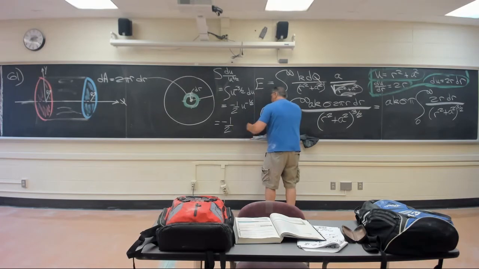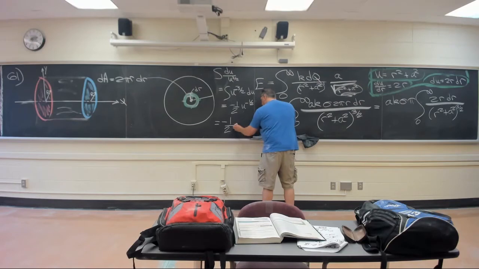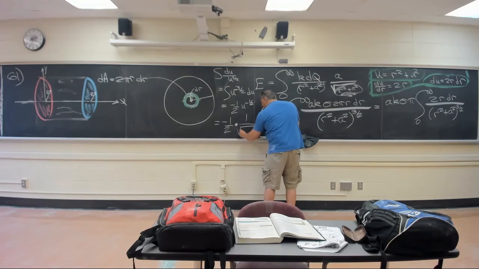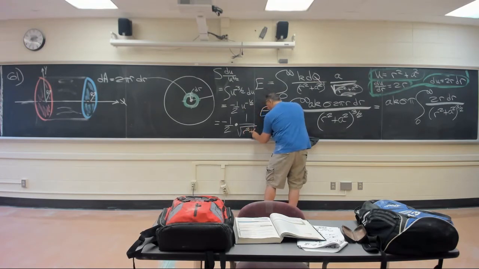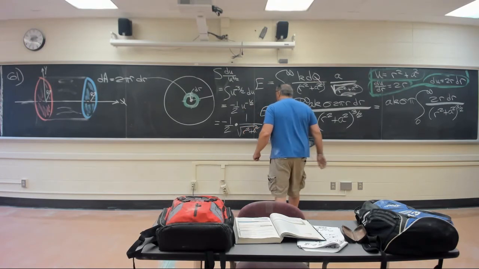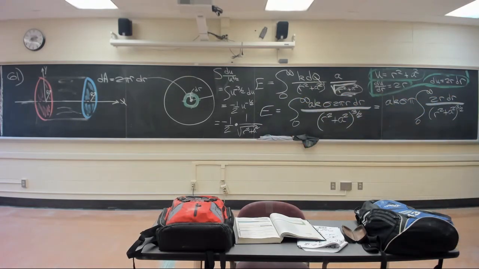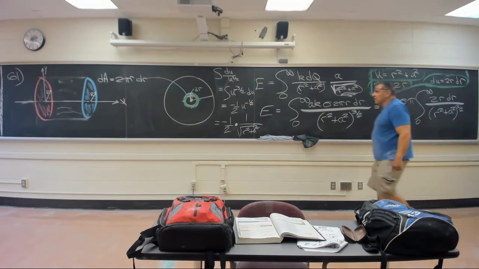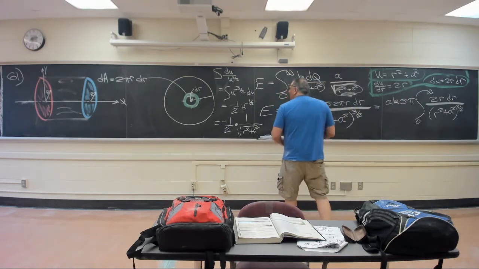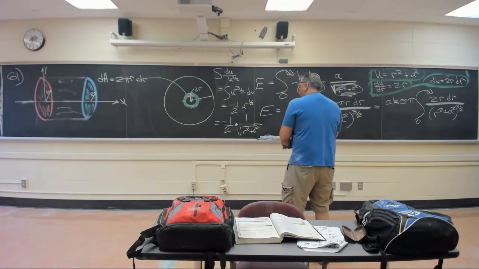U to the negative 1/2 is 1 over u to the 1/2, which is this. Okay, sure. It comes out to that. So how are we going to do it? Well, okay, we're doing that, and you saw the process.